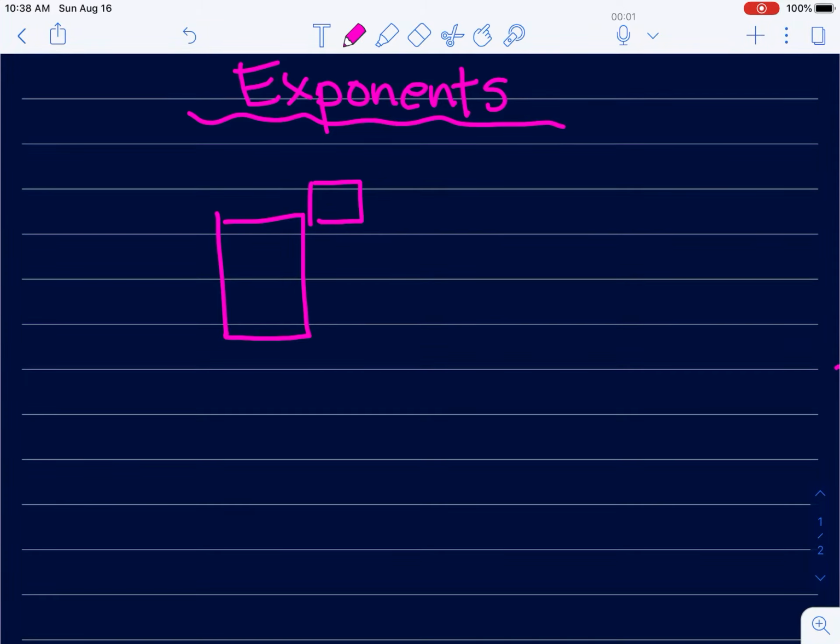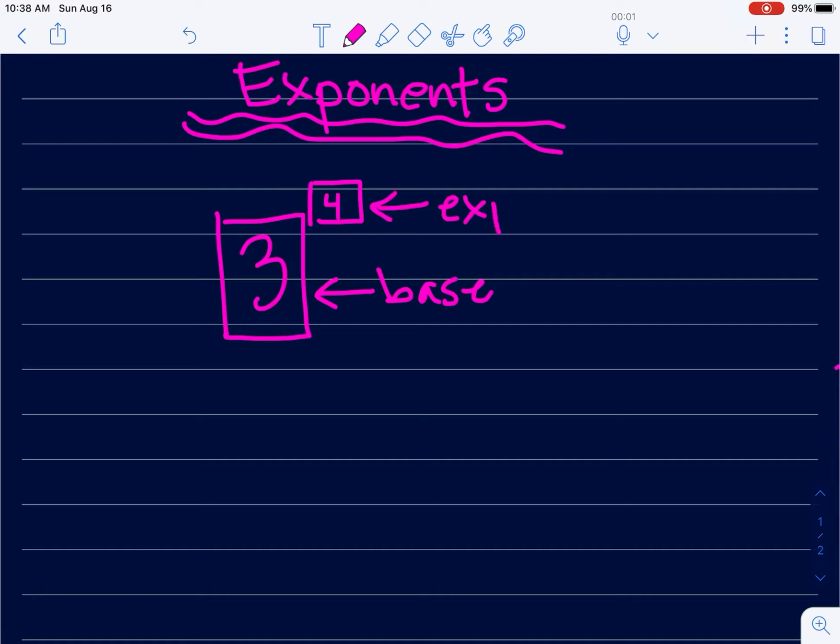In this video, we're going to learn all about exponents. When you have an exponent, it means having a larger number, which is called a base, to the power of something. In this case, our exponent is 4.